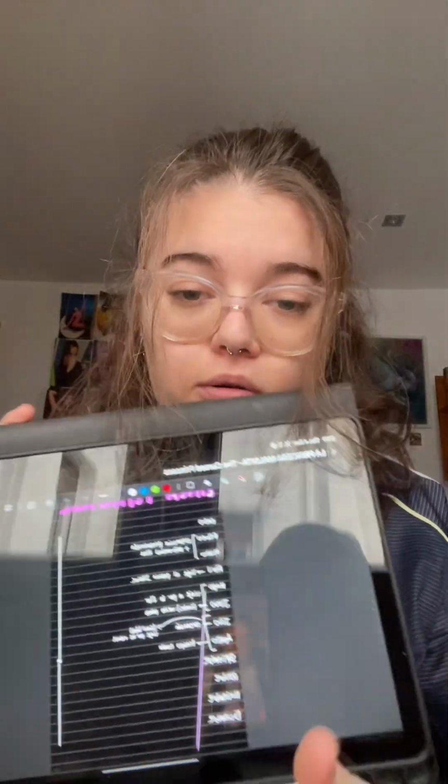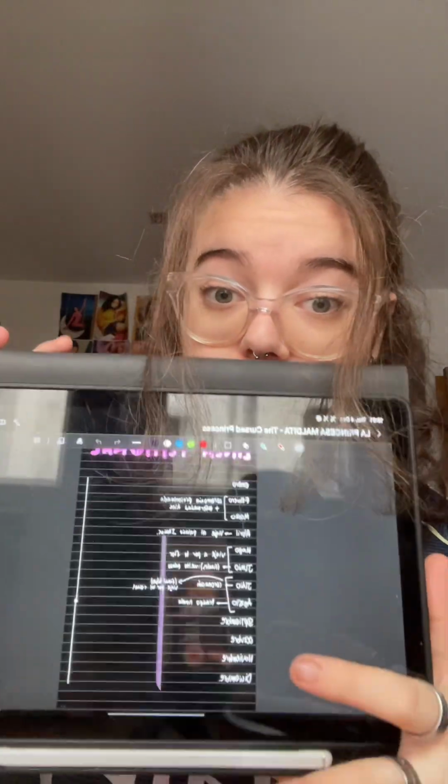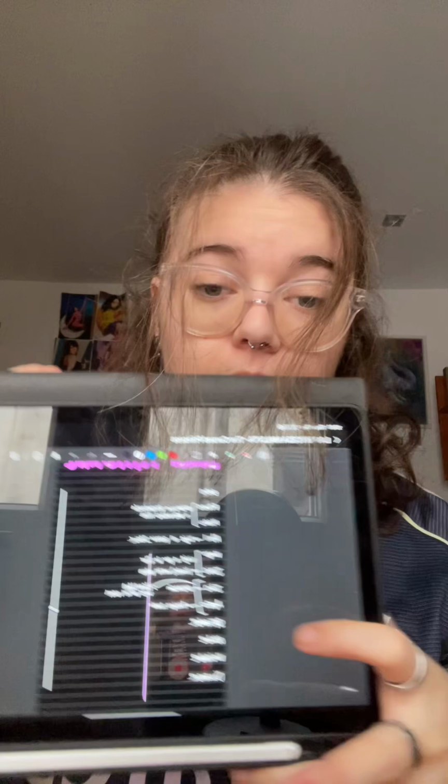Basically, I wrote the months of the year, I don't know if you can see it because it's the other way around, and then I wrote what happened depending on the month. So I basically just made everything else surround that.